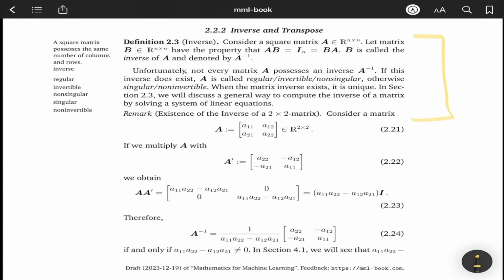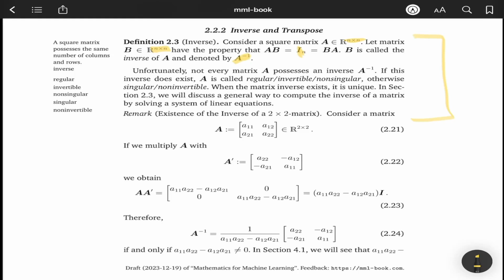Inverse. Consider a square matrix A with the dimension n times n. Let matrix B be of the same dimension and have the property that A times B equals the identity matrix, and B times A also equals the identity matrix. B is called the inverse of A and denoted as A to the power of -1.